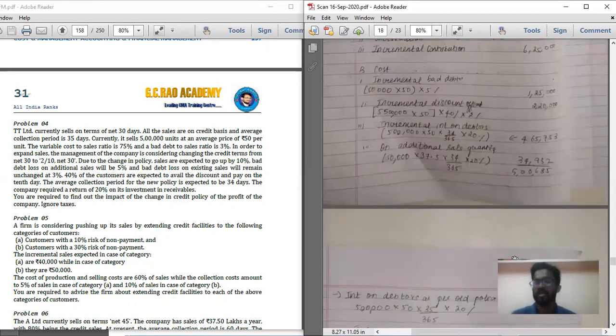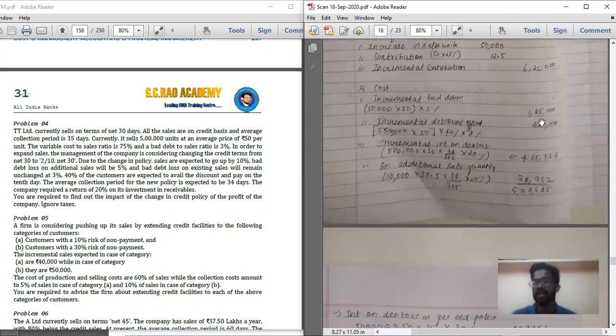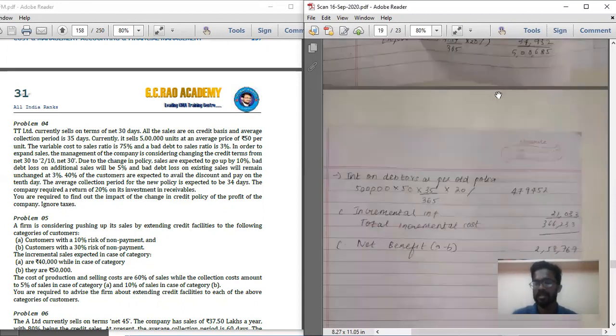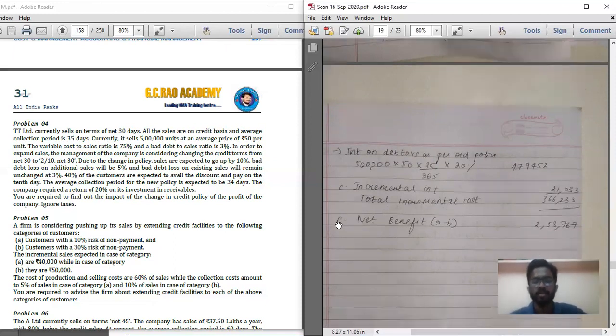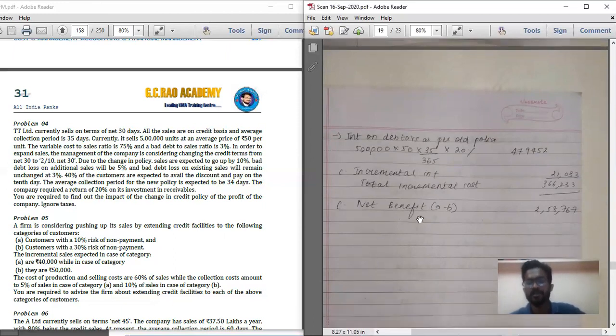So incremental contribution is 6,25,000. Incremental cost is 3,66,233. That is the total incremental cost. Don't write this 21,000 and all; we have directly done this inside a table itself. So total incremental cost is 3,66,233. Below that, leave one line gap and record capital C, net benefit. Net benefit, within bracket, capital A minus capital B.